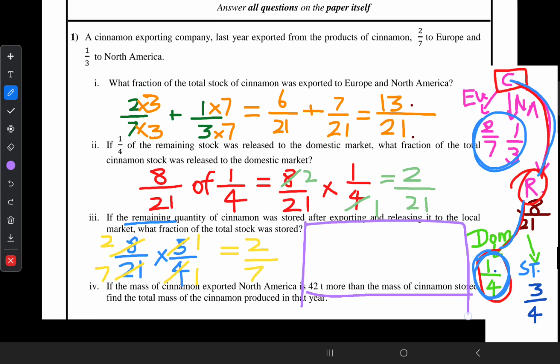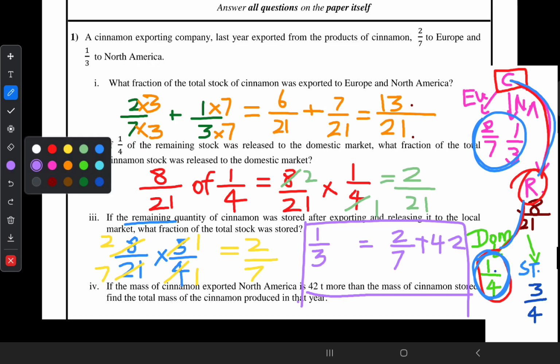I'll write the answer here. 1 upon 3, that's the amount. That is equal to the stored amount, which we found as 2 upon 7. I'll read the caption again. The mass of cinnamon exported to North America is 42 tons more than the mass of the cinnamon stored. So with that you should add 42. When you add 42, this is the equalizing factor.